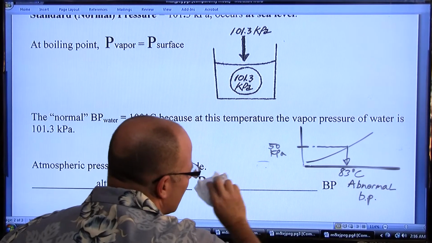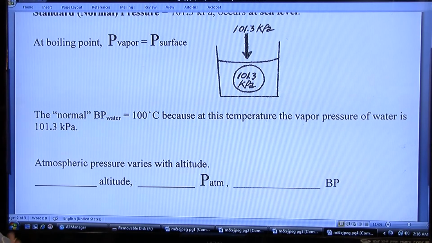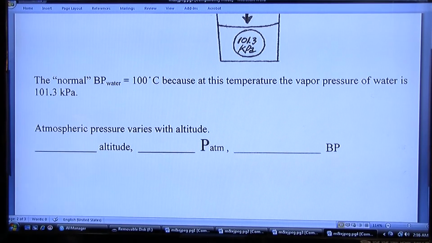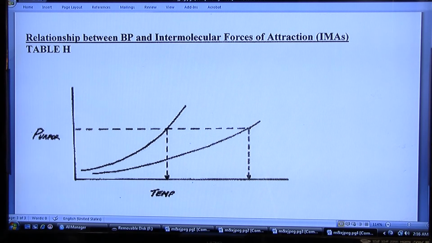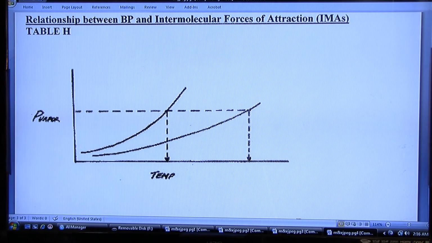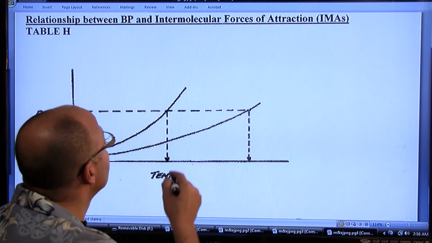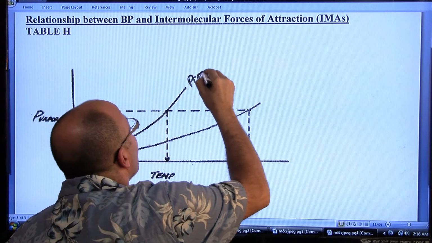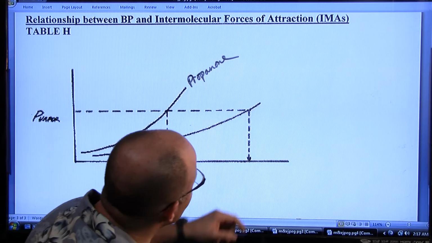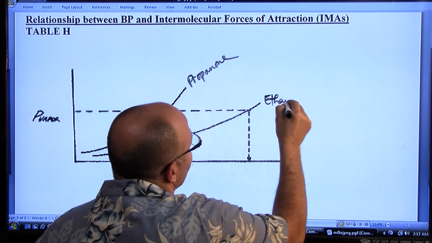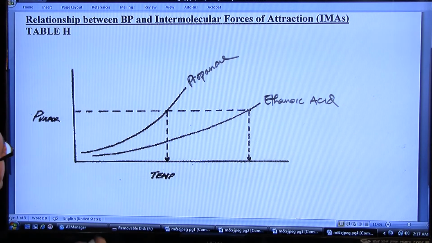Now, let's look at all four liquids in Table H to understand why different liquids have different boiling points. I have here the extremes in that table. This one represents propanone, which is commonly known as acetone, which is nail polish remover. On the other extreme, we have ethanoic acid, which is what you'd find in vinegar. And here's your 101.3 line.